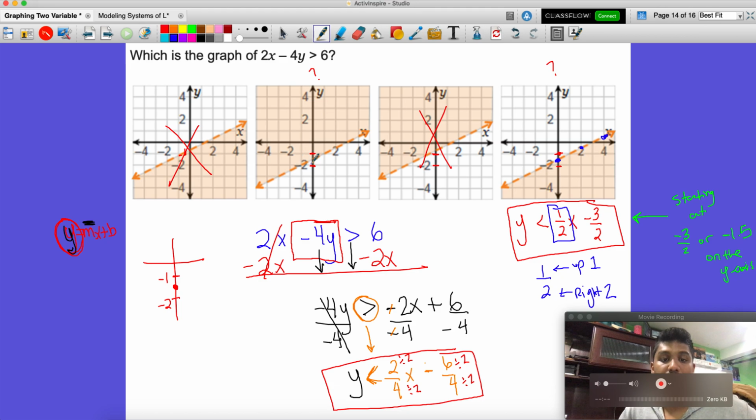All right, let's go over here. I start here, going up one, right two. Up one, right two. This is looking pretty good too. So the last thing we have to look at, because they're both going up by the same amount, is the inequality sign. This is a less than. Since it's a less than, we need to be shading below. This is the only one that has a shading of below, so this is going to be your answer.